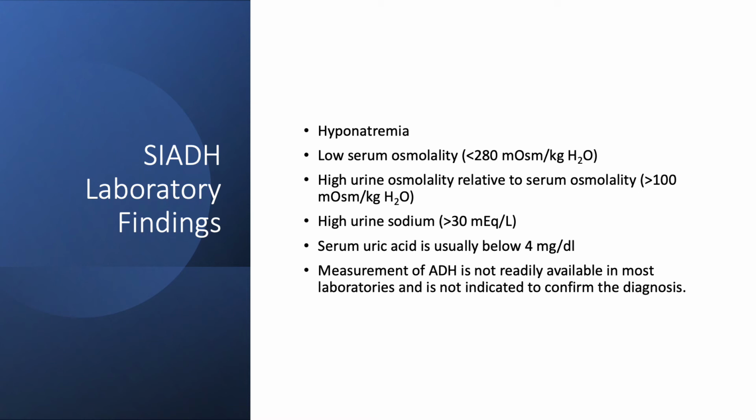Most of the times it's 300 or more. Urine sodium is high, usually more than 30 or 40 milliequivalents per liter. And to measure it, we can just do it on a spot, on a random urine test. Definitely, we don't need a 24-hour urine collection. Uric acid is usually low. This is not a very significant finding.